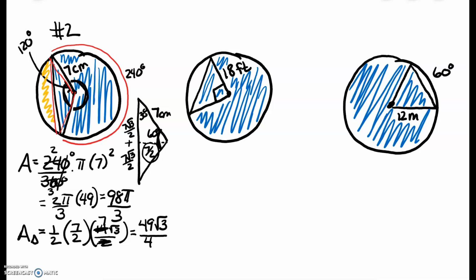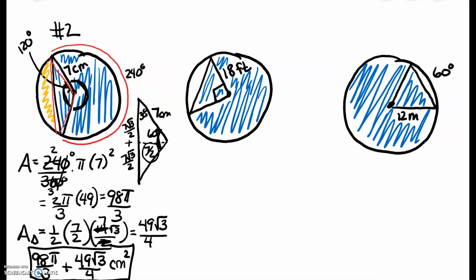And when I multiply the numbers on the bottom, and remember that the 2 is canceled out because I reduced, I get 4. So now I'm going to add these two areas together, the area of the sector plus the area of the triangle, and I get 98 pi over 3 plus 49 radical 3 over 4, and that is my final answer. And if I add my units, that is centimeters squared.